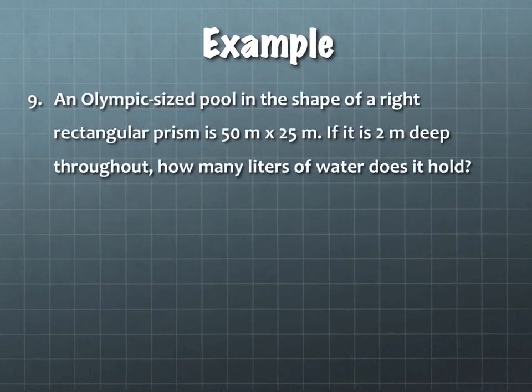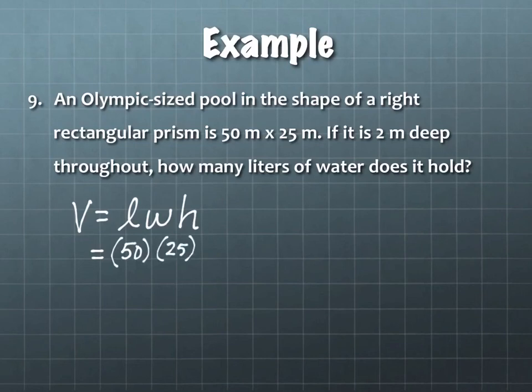An Olympic-sized pool in the shape of a right rectangular prism is 50 meters by 25 meters, and it's 2 meters deep. And we're wanting to know how much water does it hold. So the volume for a right rectangular prism is length times width times height. And they actually give us each one of those units, right? They give us the length, the width, and the depth or the height. So these are my 3 values that it gives me. And if I multiply them together, I get 2,500 cubic meters.